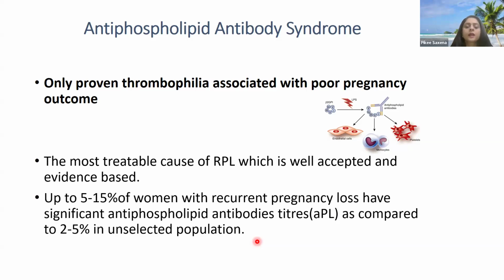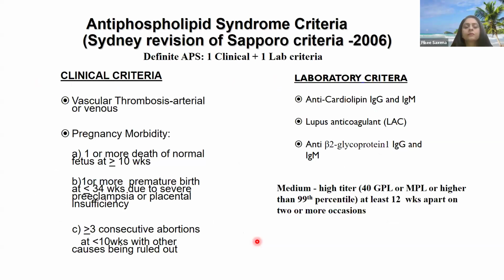It is the most treatable cause, and it affects up to 5 to 15% of RPL patients. What is the criteria? How can you diagnose APLA syndrome? So there is the Sydney revision of the Sapporo criteria, which was given in 2006. If one clinical and one lab criterion is positive, only then you can say that the woman has APLA.